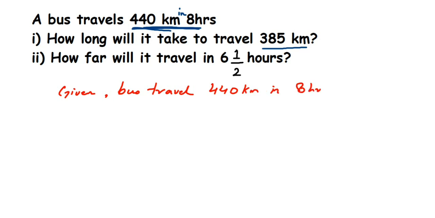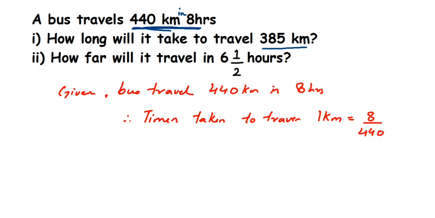So how long is it going to take to travel 385 kilometers, right? So therefore the time taken to travel 1 kilometer, first we're going to find out for 1 kilometer. It will be equal to 8 divided by 440 hours. I just explained to you how we got it for 1 kilometer.